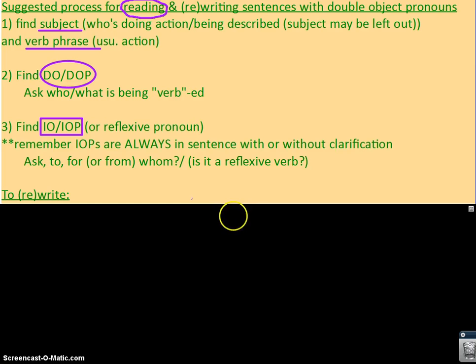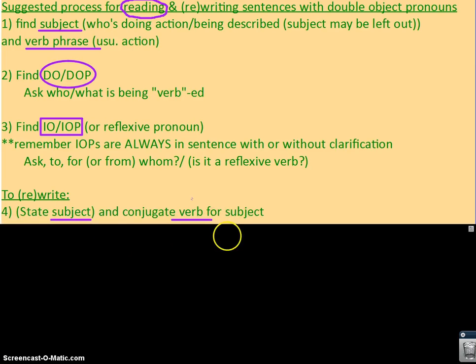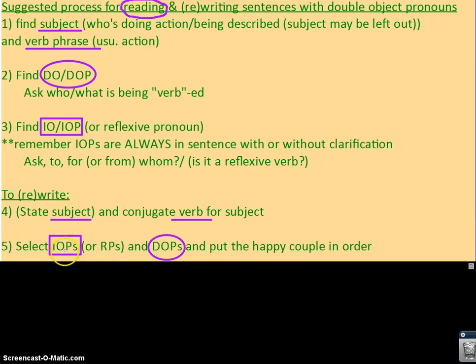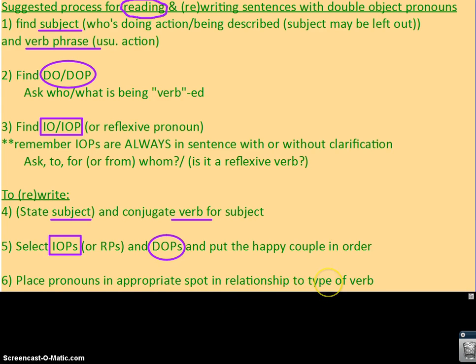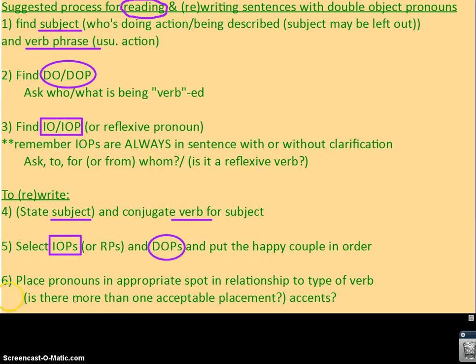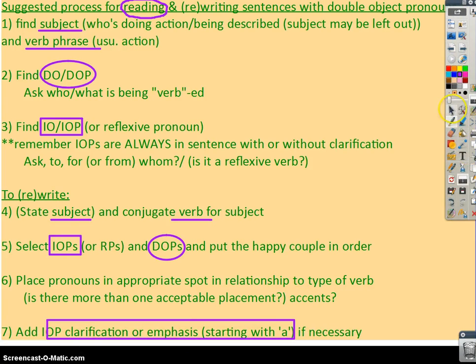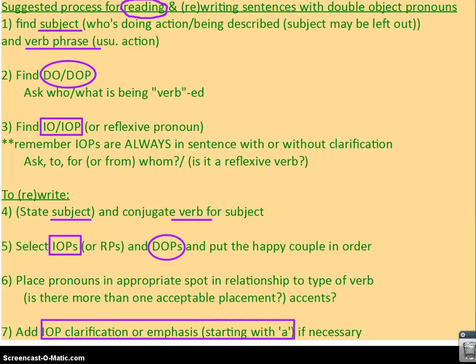To write a sentence or rewrite it, here's what you do. You state your subject and conjugate your verb for the subject. I have subject in parentheses because you know you can sometimes leave a subject out if it's already clear. Then select your indirect object pronouns and your direct object pronouns by asking yourselves these questions and put the happy couple in order and together in relationship to the type of verb you have. And you should ask yourself, is there more than one acceptable place to put it? Do I have more than one type of verb? Do I need any accents? And then, if you want to, you can add indirect object pronoun clarification or emphasis, of course starting with a.